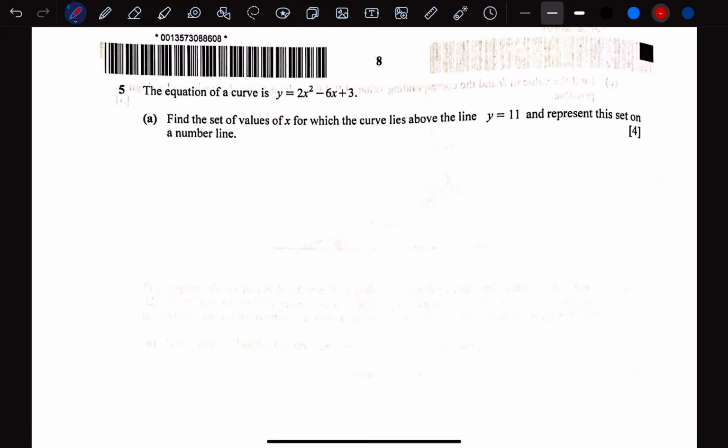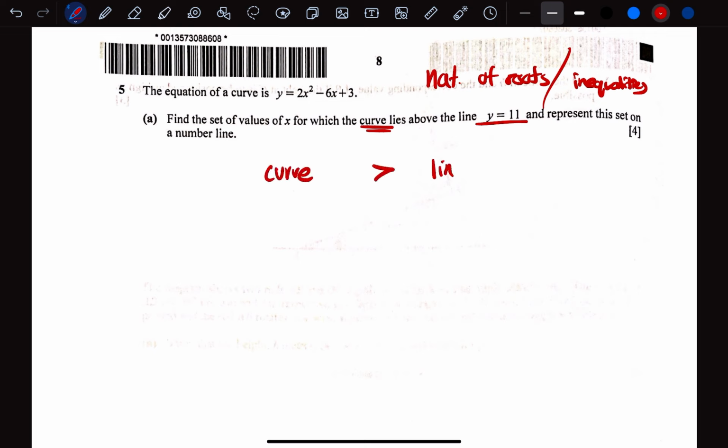Okay, this is the 2021 paper 2 question 5 on the topic of nature of roots as well as your inequalities. So they tell you that the equation of the curve is this. Find the set of values of x for which the curve lies above the line. So this means that we have a curve and this curve is greater than our line. Our curve equation is just 2x squared minus 6x plus 3. And because it's lying above, it is greater than that of the line, 11.